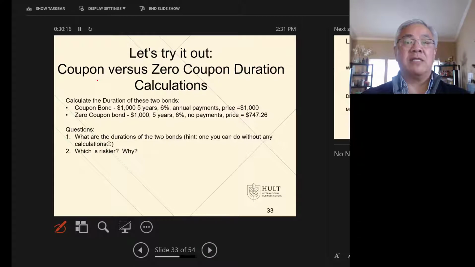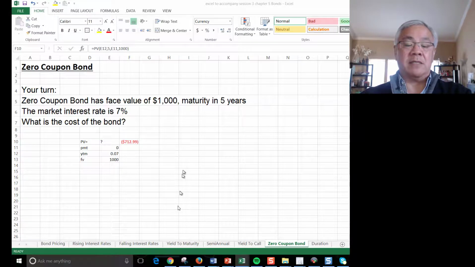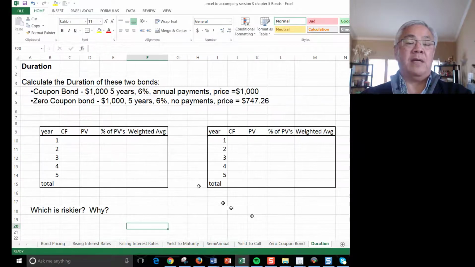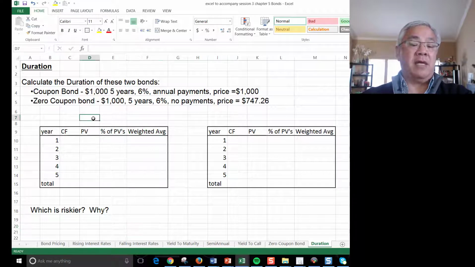Let's try it out. Let's do a comparison between a coupon bond of $1,000, 5 years, 6% annual, at a price of $1,000, versus a zero at $1,000, 5 years, 6%, no payments, and a price of $747. And so we're going to do the two durations. Okay, so let's go back to Excel, go to duration, and we see these side by side. So let's start with a coupon bond.